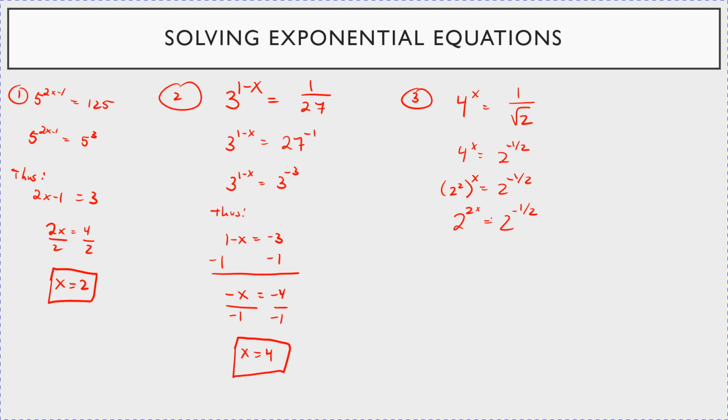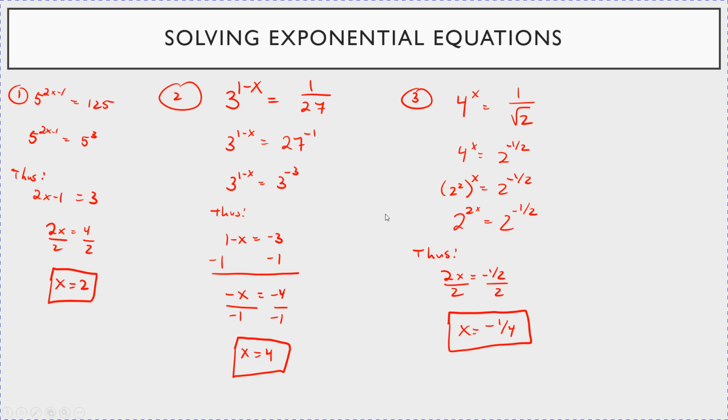So the hard part here is figuring out how to rewrite this. And as soon as you figure out how to rewrite it, it's like, okay, all right. Well then, thus the exponents have to be the same. So 2x has to be equal to minus 1/2. When you divide each side by 2, you get x is equal to minus 1/4. And we got it. Okay. Let's try another one.